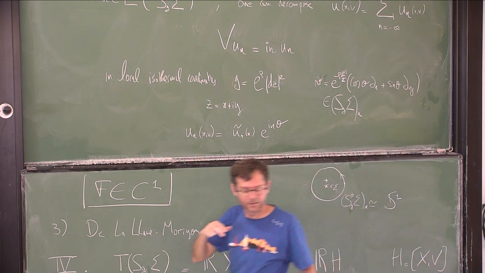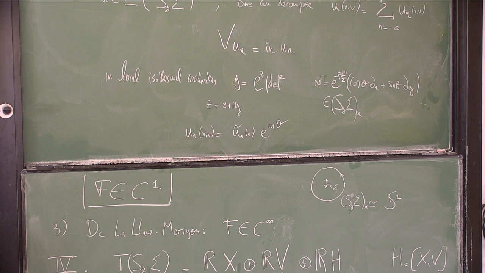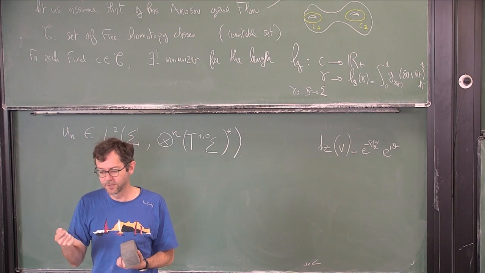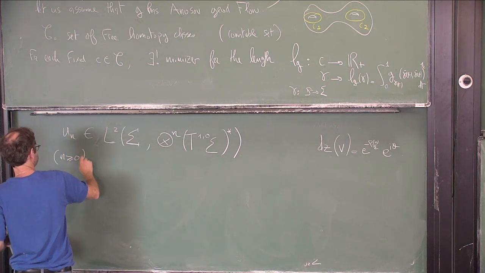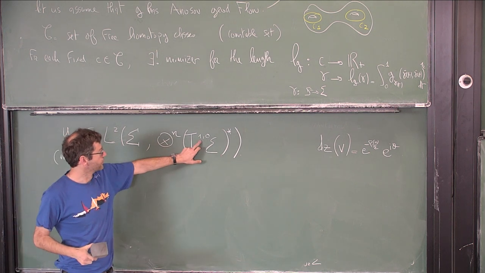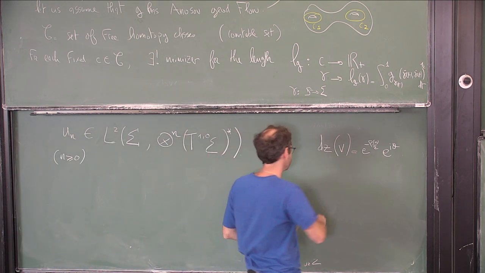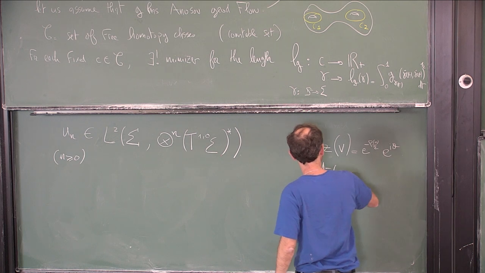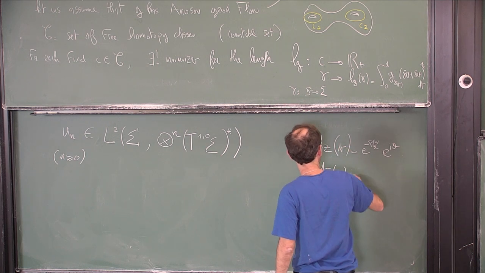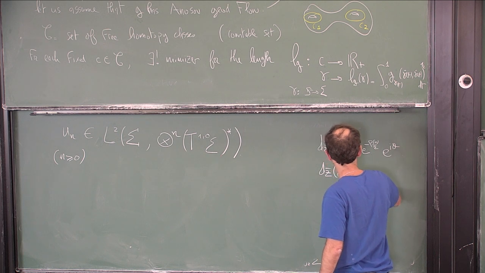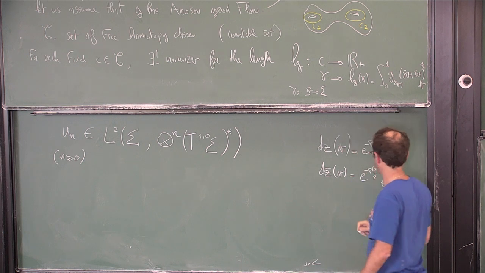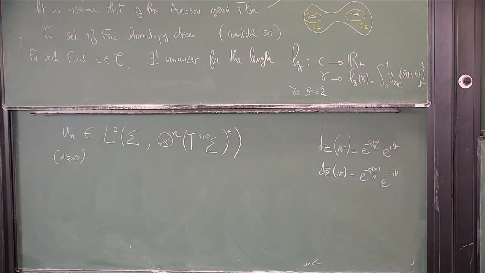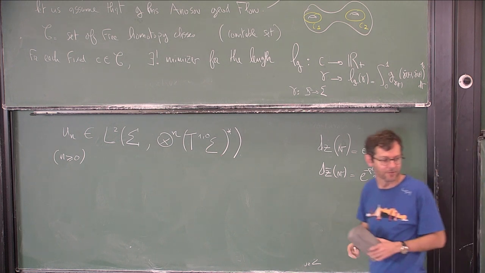So u_n is really a function on the unit tangent bundle, but you can view it also as a section of the nth power of the canonical bundle. This is true for n positive. If n is negative, you have to change to (0,1) forms, and this will be dz bar. I don't know if everybody is familiar with this decomposition, but this is really useful for working.